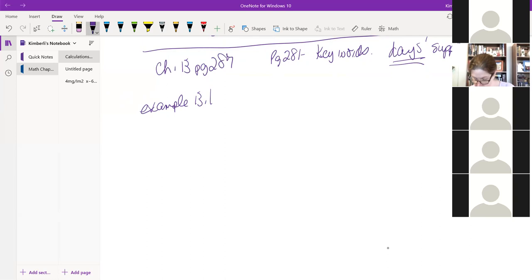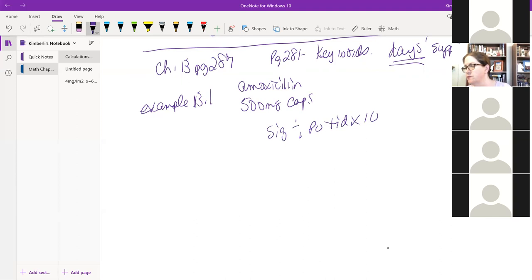It says to dispense amoxicillin 500 milligram capsules to be taken 3 times a day for 10 days. So the way that you would write that is, this is per dose, right? Yeah, this is a standard dose. This is what they always do for an adult. And then your SIG is 1 PO TID times 10 days. Okay, so if they're taking 1 capsule 3 times a day for 10 days, it's basically going to be 1 times 3 times 10, which is going to give you 30 capsules, right?